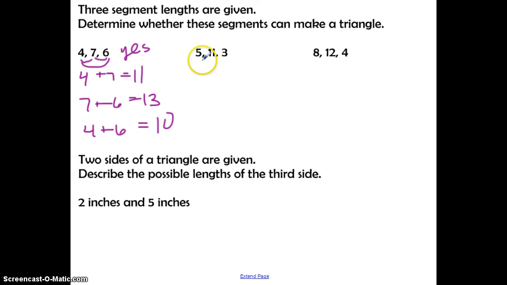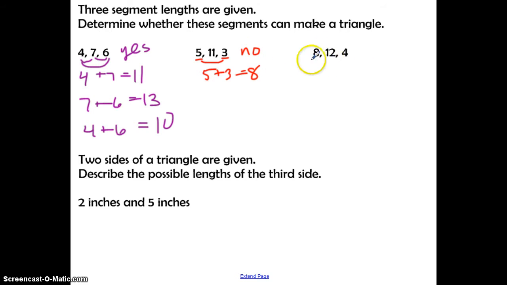When you look at the next 3 sets, a faster way to get through this is if you actually just analyze the 2 shortest sides. So forget about 11, because 5 plus 11 is 16, which is definitely greater than 3. 3 plus 11 is 14, which is definitely greater than 5. So if you just check the 2 smallest ones, 5 plus 3 equals 8. Now 8 is not bigger than 11. Therefore, these sides cannot make a triangle.